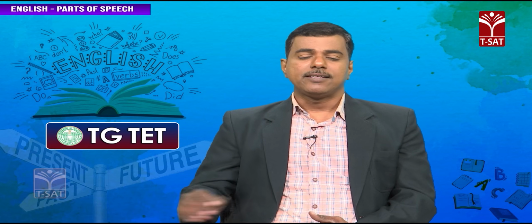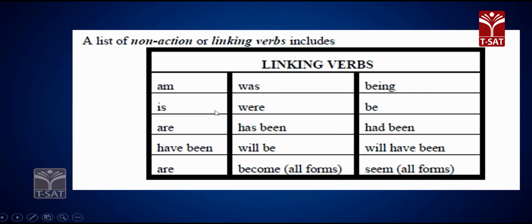The list you can see in the table is a list of non-action or linking verbs, which include am, is, are, was, were, be, been, being, right? Have been, has been, had been, will be, become in all forms, will have been, seen. So these are some of the linking verbs, right?